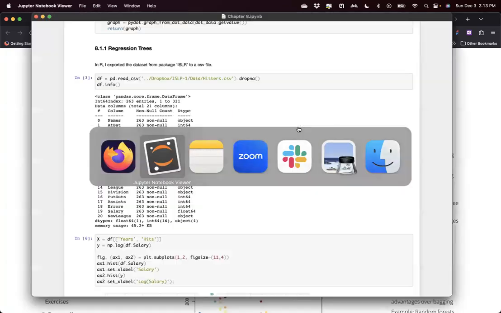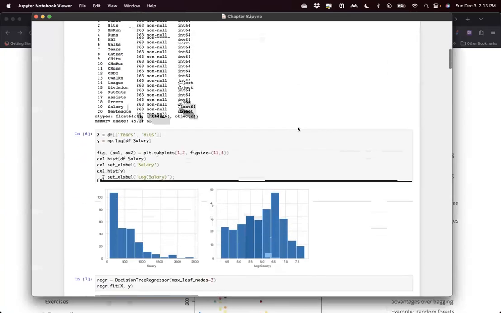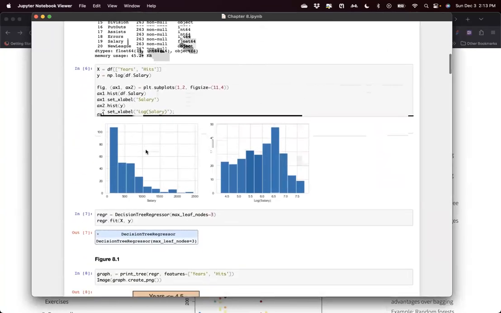So if you go back to the Jupyter notebook, you will see why, okay? And this is the original salary distribution. And as you can see, it's highly skewed, right?